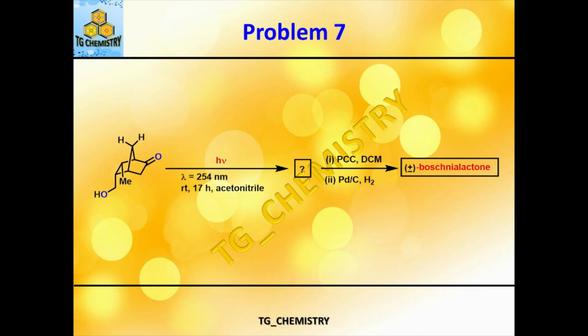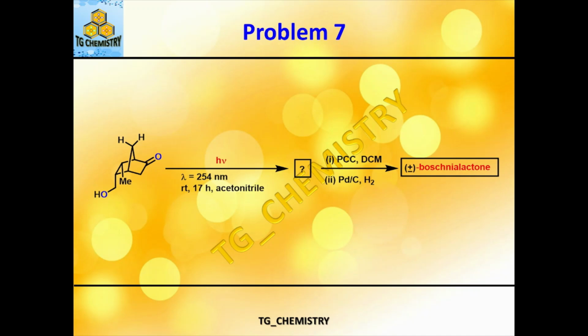is marked with the question mark inside a box, in 90% yield, and that product on further reaction with pyridinium chlorochromate in presence of dichloromethane, and secondly with palladium on charcoal in presence of hydrogen, ends up with the natural product, the Bosnia lactone. Okay, so this is a process involving the Norrish type 1 reaction in the synthesis of naturally occurring products.